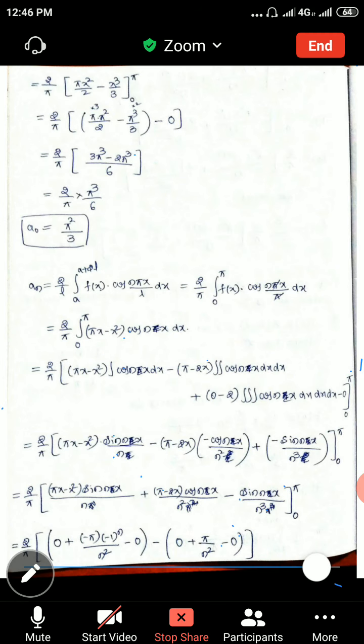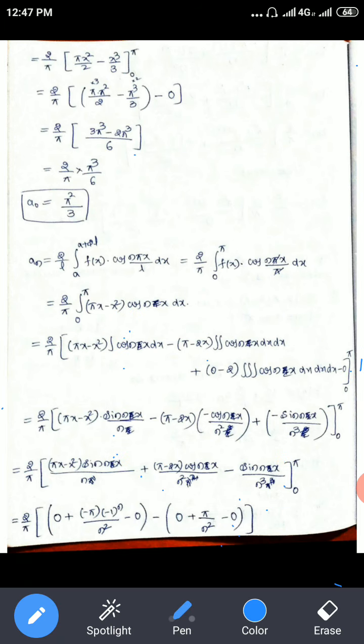Therefore 2 by pi times, the integration of x is x square by 2, integration of x square is x cube by 3. That's what I have done here. Next, here I'll substitute the upper limit wherever x is there. So pi into pi square by 2 minus pi cube by 3. This is the upper limit, minus the lower limit. The lower limit is 0, so this is also 0.